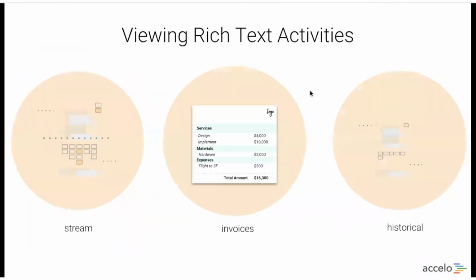And then the last piece of viewing activities is any historical activities in the system. And because this is a new feature, all the historical emails with rich text that you may have sent out of Office or Gmail will come in as plain text. And any future emails that you want to send out of the system with rich text, of course, would now have rich text within your stream and anywhere that you view activities.